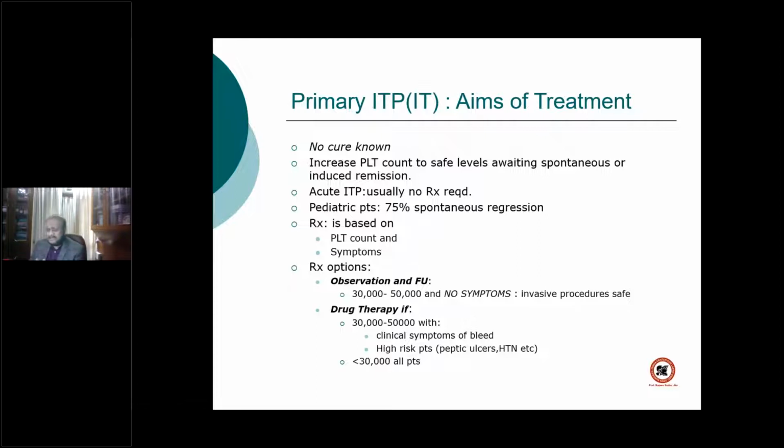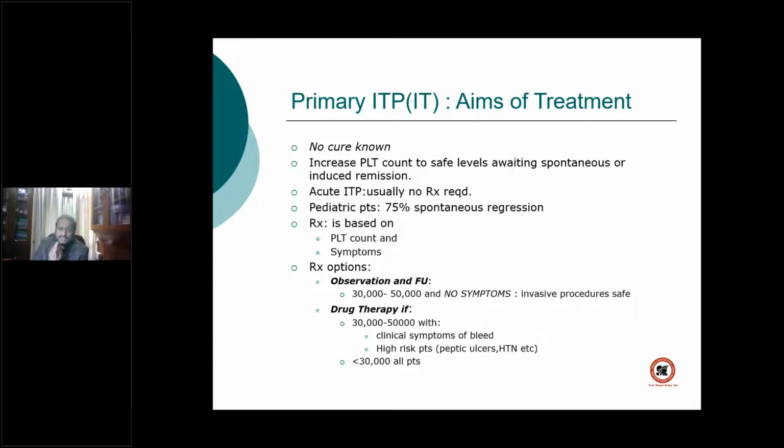Now, what is a safe level is very, very debatable. If the patient is going to undergo any kind of major surgery, 50,000. Minor surgery or spontaneous bleeding, 20,000. Right? Instead of 1.5 lakhs, it is 50,000 or 20,000. So any major surgery has to be above 50,000 or 80,000, and spontaneous bleeding starts occurring below 20,000. So that is how you look at the safe level.